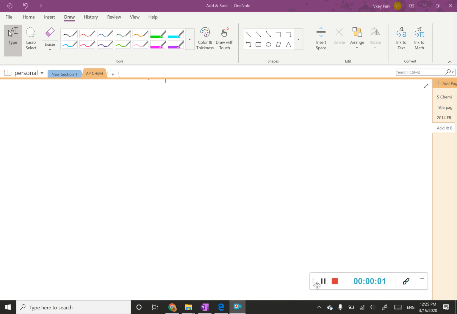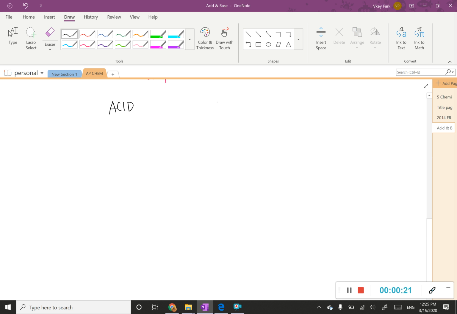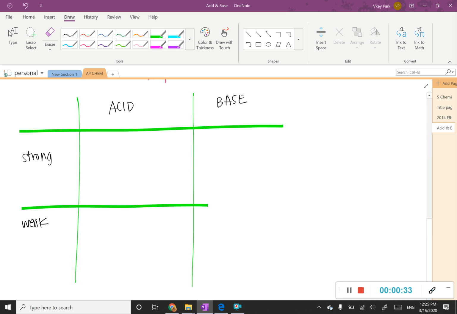Hi guys, so this is Vicky again, and we are now going to memorize all the strong and weak acids and bases that exist, just so that we can look at a problem and automatically identify if an acid or a base is strong or weak. The easiest way to memorize this is creating a table, strong and weak, like so. I just like to create this table and then look at it a few times and it'll make your life so much easier.